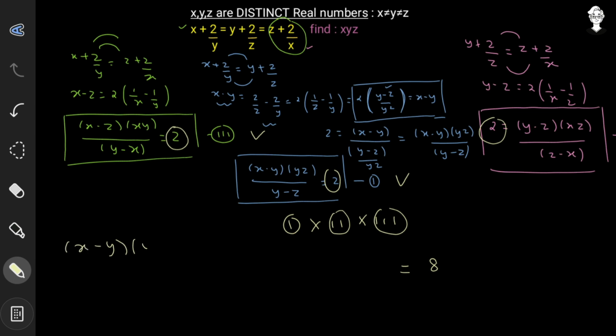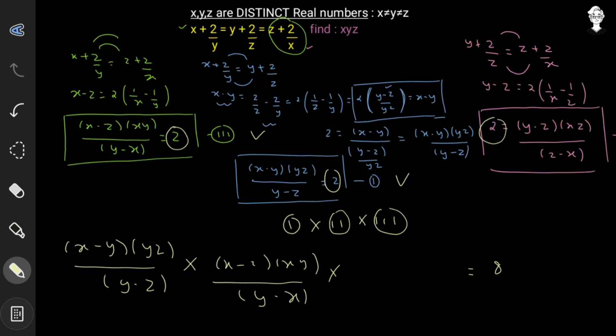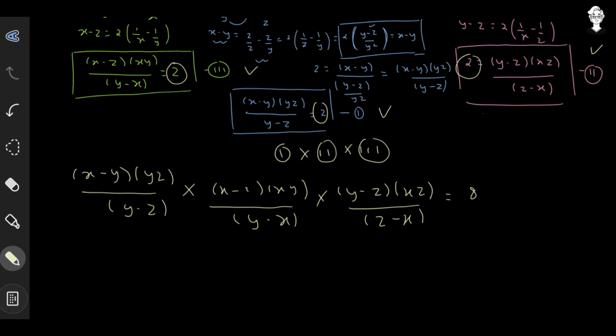minus y multiplied with yz upon y minus z, that is the left hand side of this equation, multiplied with this one, that is going to be x minus z upon xy upon y minus x, multiplied with this one, that is going to be equal to y minus z multiplied with xz, and in the denominator z minus x. Now you might be confused about this second equation. So this second equation we can just rewrite as y minus z multiplied with xz, and in the denominator z minus x, and this thing can also be equal to 2.